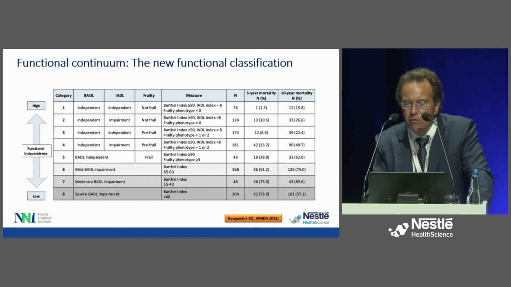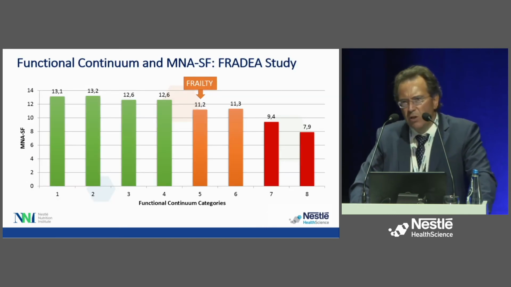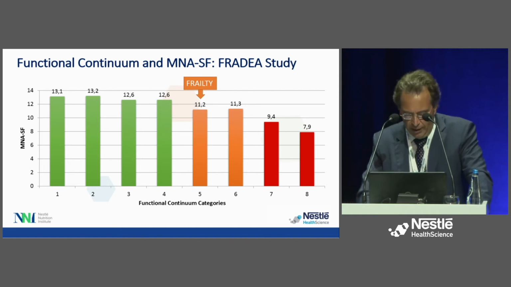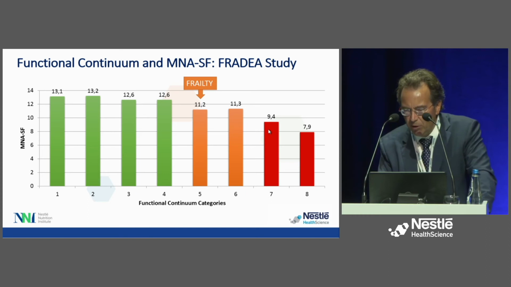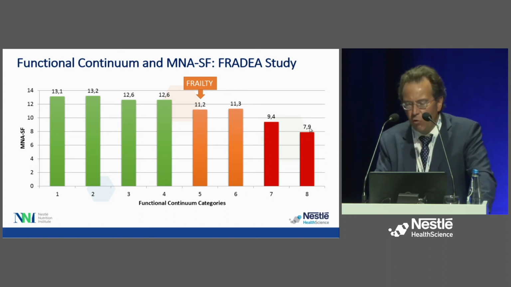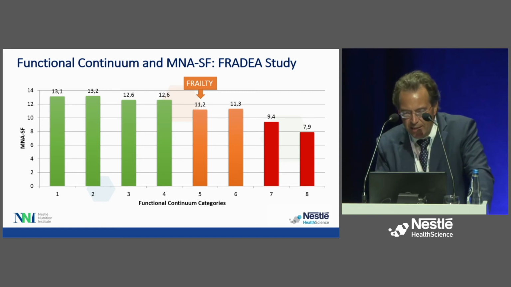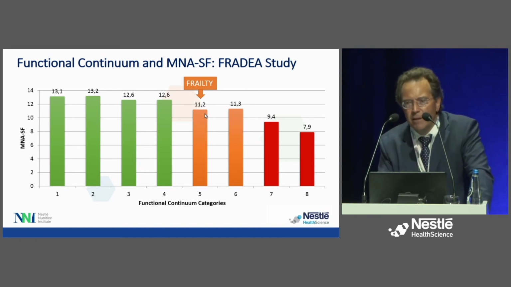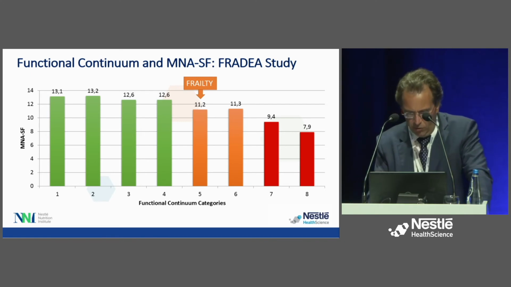And using this new functional classification, we wanted to know which was the scoring of the MNA short form. And as you can clearly see, as we become more frail or more disabled, the scorings in the MNA short form go down. And this has a statistical significance just in the 5th category, that is the category for frail older adults. So it seems that they are also associated.